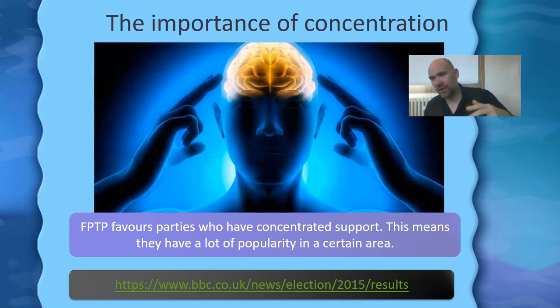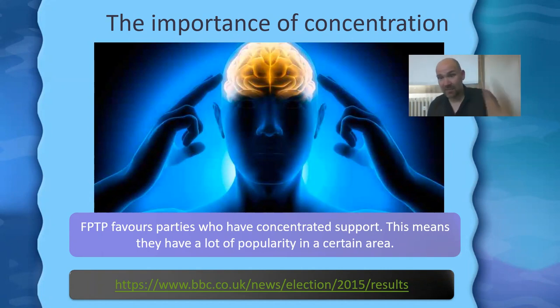It's not about how hard you think. It's concentration in terms of how close your voters live to one another. A bit like concentrated squash, if you've ever had that. Concentrated squash is where they take orange juice and concentrate it down, and then you add water to it and you get orange squash. Concentrated votes is where all of your voters live in one place.